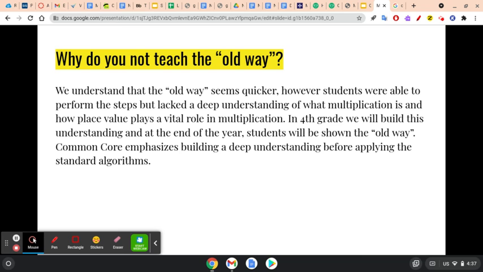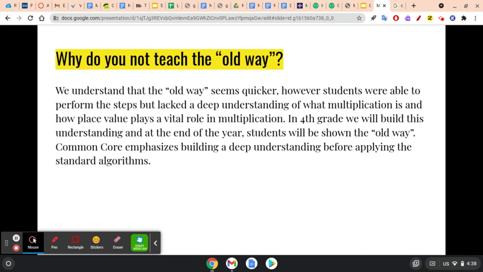But when we were in school and were taught the standard algorithm, we practiced and practiced and practiced, and I can remember doing about 30 to 50 problems a night. In 4th grade, we will build this understanding towards the end of the year, and we will show the old way. But the different strategies that we're teaching give them a deeper understanding of what multiplication is, and it makes them know what they're actually doing when they're multiplying versus, okay, I'm just going to do this same step over and over and over, which is what we were taught years ago.